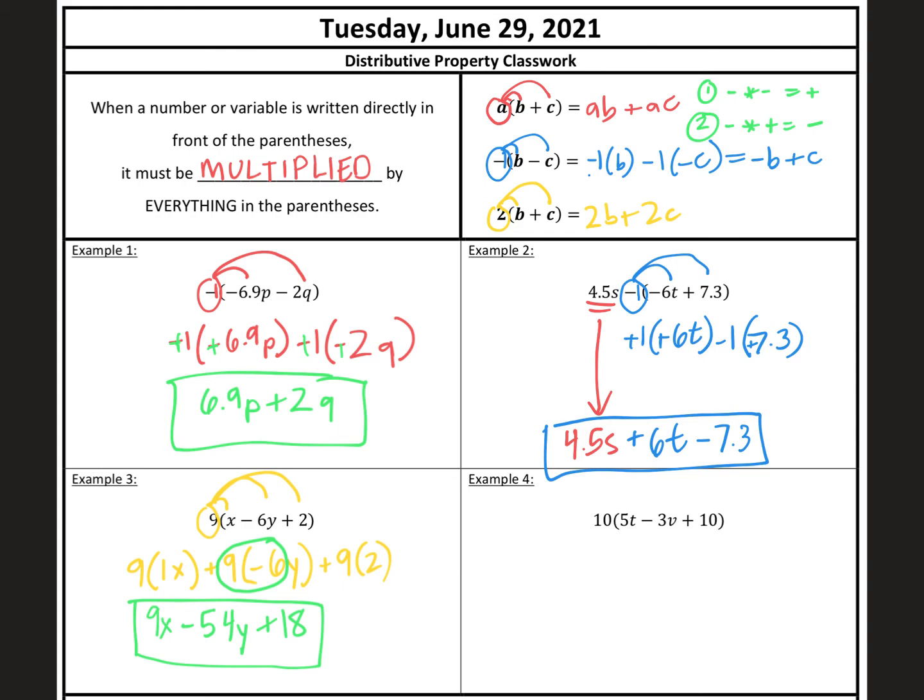All right, and then my last problem, example 4, we're going to do 10 times 5t plus 10 times -3v plus 10 times 10. Again, when I do that, we do 10 times 5, that gives me 50t. We're going to do 10 times -3, which is -30v. And then 10 times 10 gives you 100. Again, if you don't know that multiplication in your head, just go ahead and do it in your calculator.